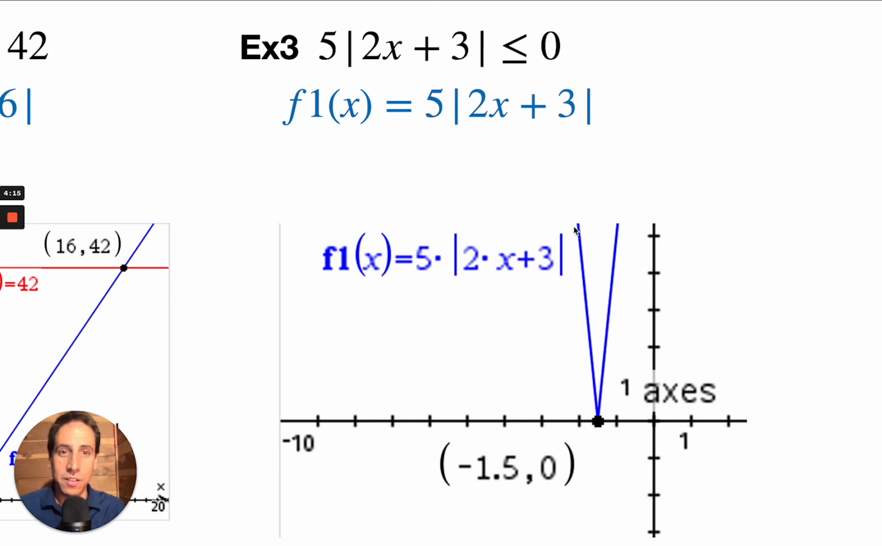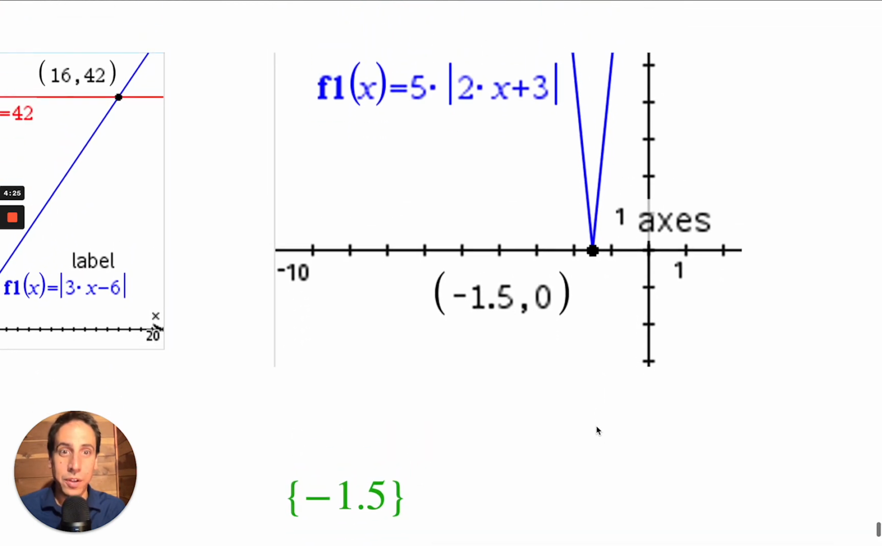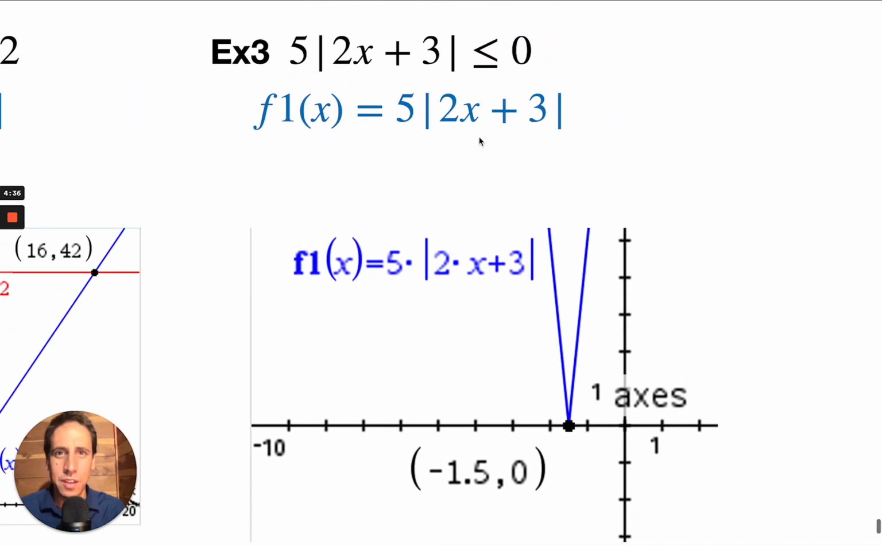Well, you can see here, this is where it's plotted, and it intersects the x-axis right here. There's only one number that allows the blue function to be less than or equal to the x-axis, and it's right here. It's actually -1.5, and there it is. If you think about it, that makes sense because this absolute value is never going to produce a negative number. So the only value that could make this less than or equal to 0 is 0. This has got to be equal to 0.